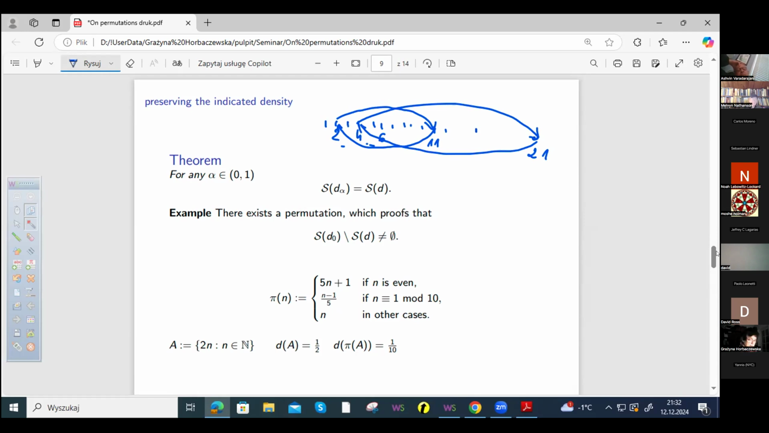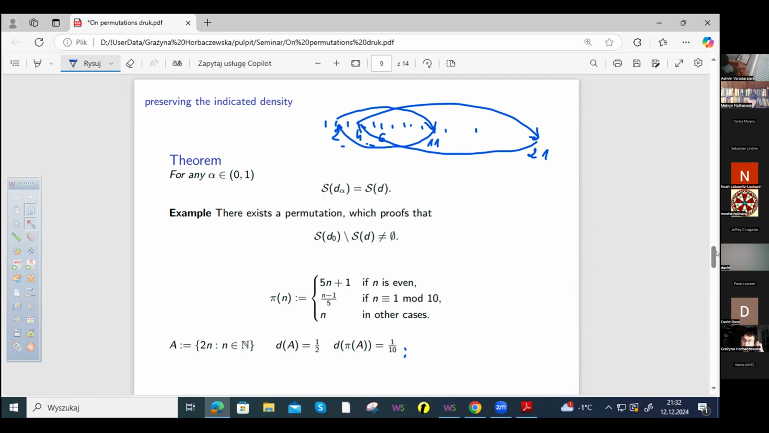When we think about this given set, the set of even numbers, we can see that at the beginning it had density half, and it was transported into the numbers which are equal to 1 modulo 10. So after this permutation, we receive a density 1 over 10. So definitely this permutation does not preserve density.